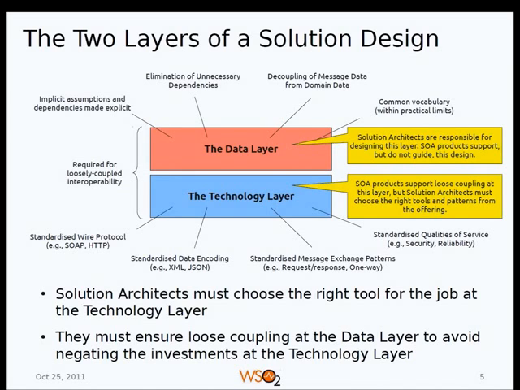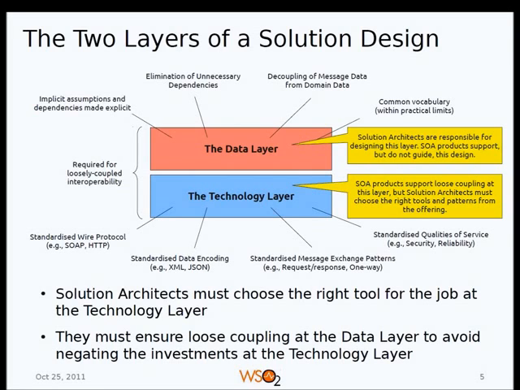Wire protocols, data encoding, message exchange patterns, qualities of service, all of these are standardized to such a degree that you don't need to have artificial dependencies between systems. However, there are so many different tools and patterns out here that the challenge before solution architects is deciding which ones to use. What are the right tools and patterns to use for a given situation?